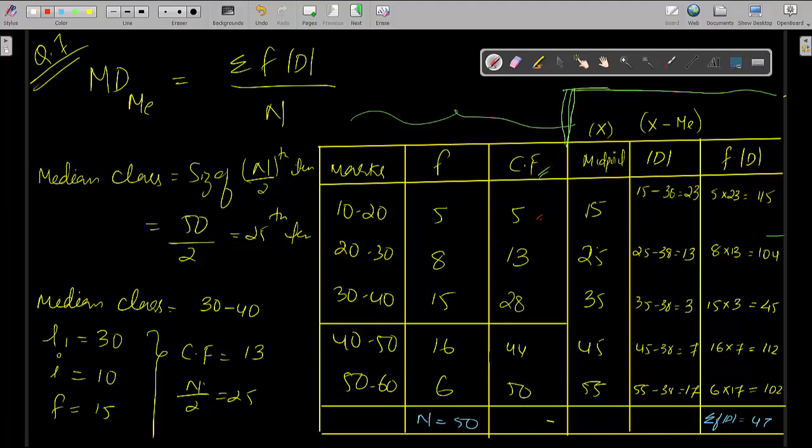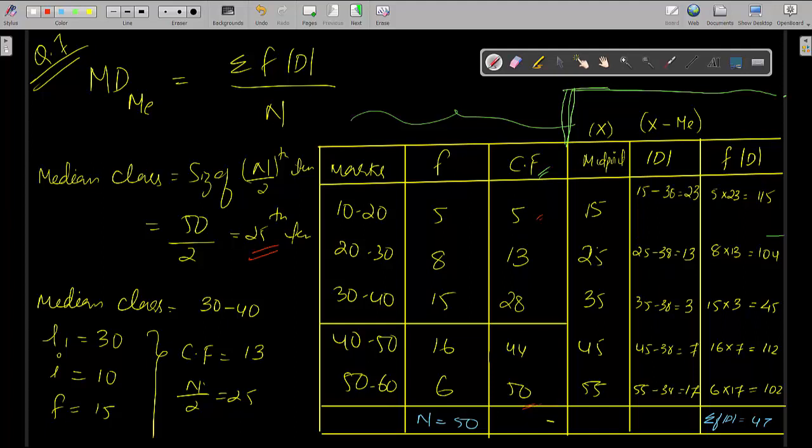Now, once we find the CF, we have to find a median class. So median class is equal to n by 2 item. So n here is 50. If you sum up all the frequency, you'll get 50. And because the cumulative frequency, the sum is also 50, therefore our n is also 50. Now 50 by 2 equal to 25.